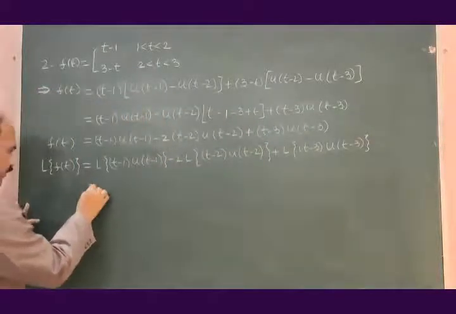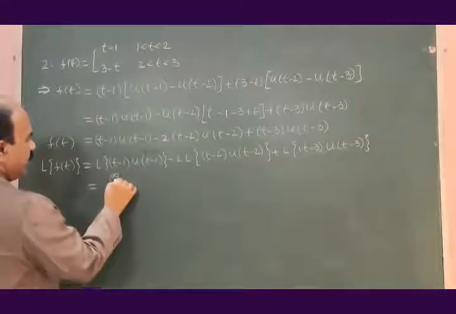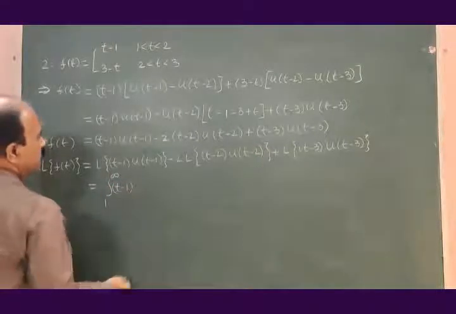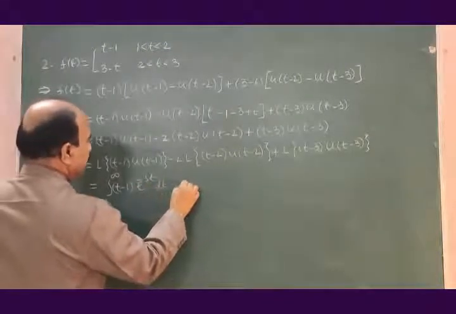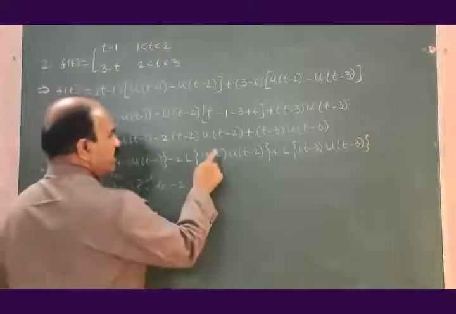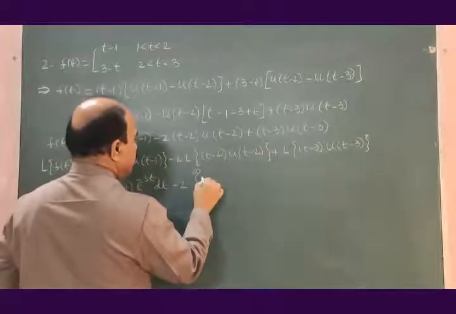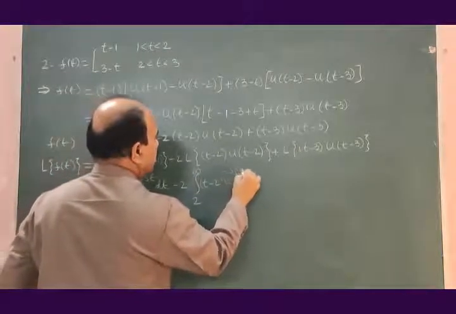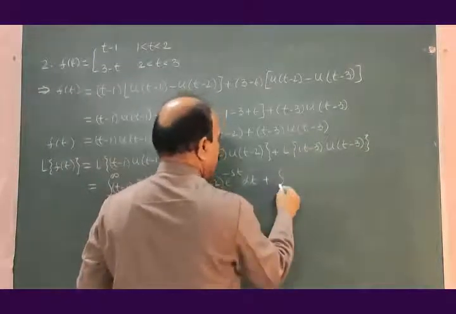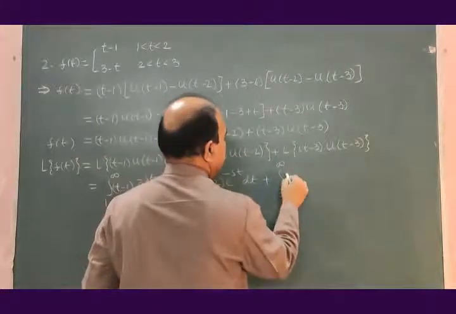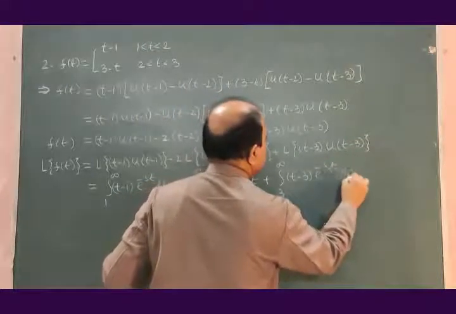This is for integration of 1 to infinity (t minus 1) e to the power minus st dt, minus 2 into integration with limits 2 to infinity (t minus 2) into e to the power minus st, plus integration of 3 to infinity (t minus 3) e to the power minus st dt.